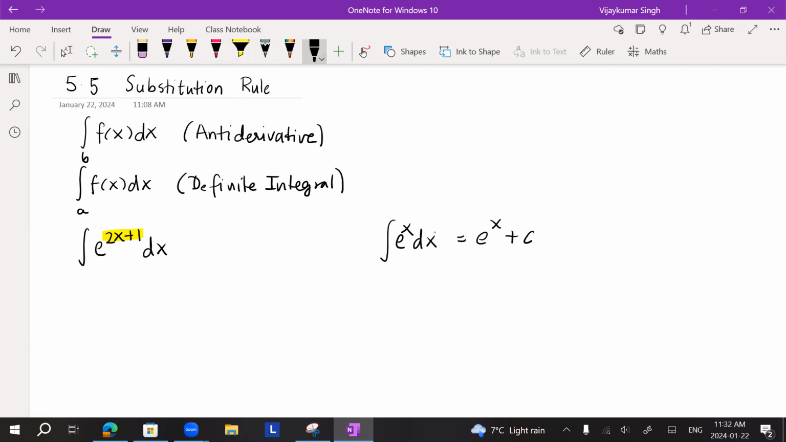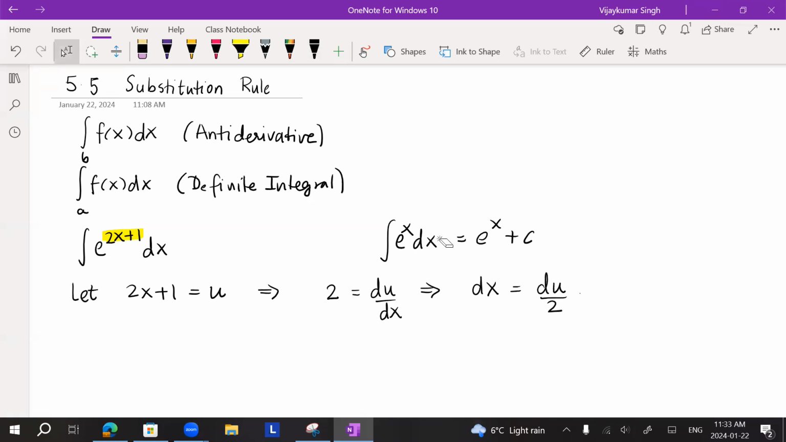So the way here is using substitution. So what we can do is let u equal 2x plus 1. In that case, take the derivative on both sides, so we get 2. So take du by dx on both sides, so we get 2 equals du by dx. And this gives 2 dx equals du, or you can see that it will give us dx equals du over 2. So this comes from the idea of differential, right?